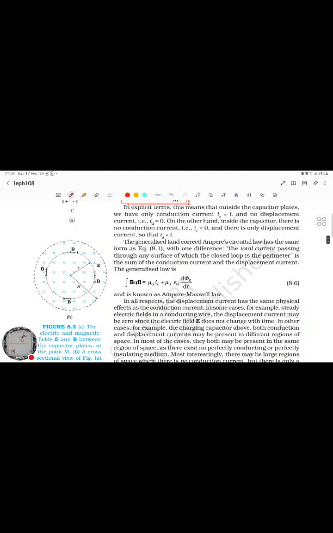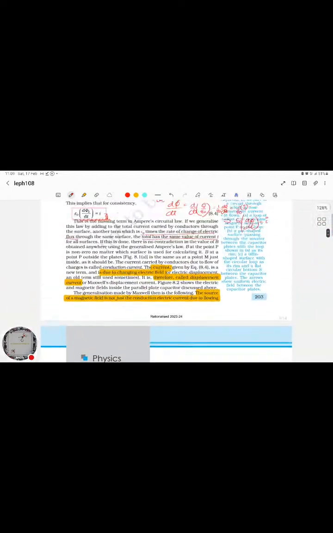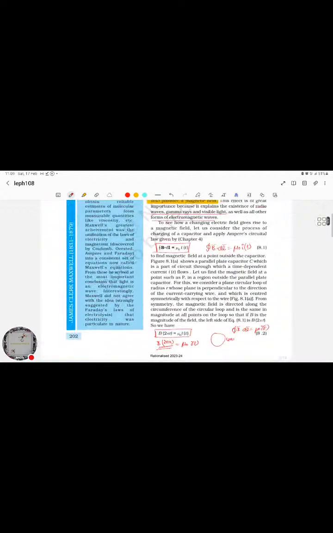That is due to the displacement current. So completely inside the capacitor, the current is only due to the displacement current, they say. So the generalized and the correct Ampere circuital law has the same form as equation 8.1 with one difference. That is, the same Ampere circuital law that was written in equation 8.1. So let me show that to you.